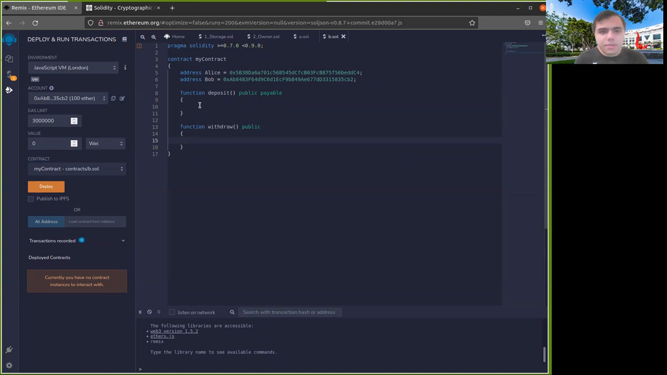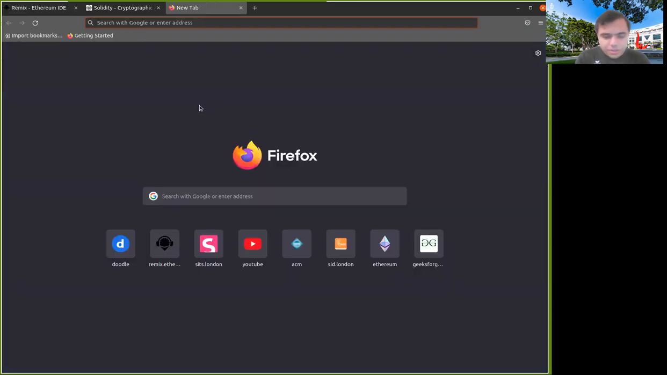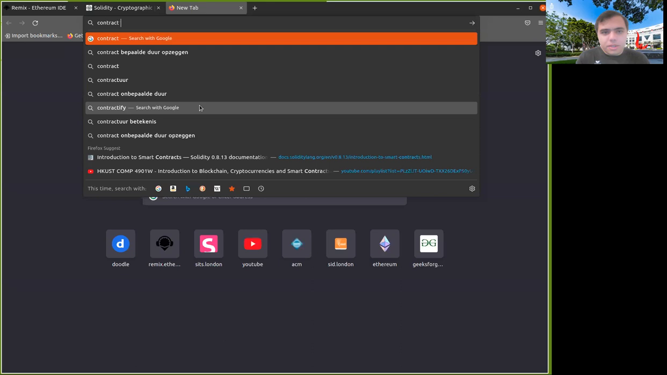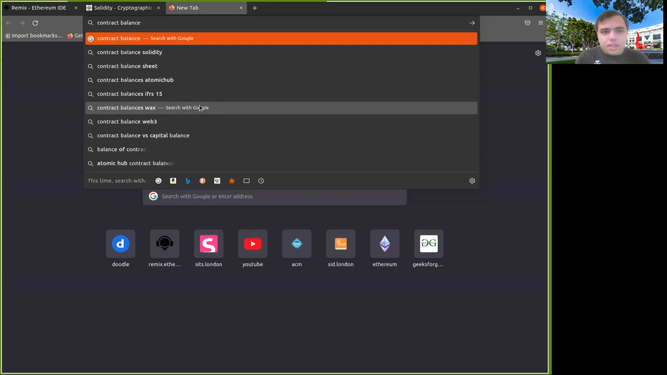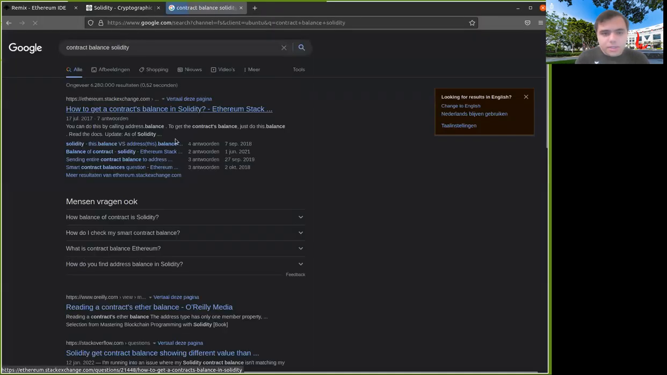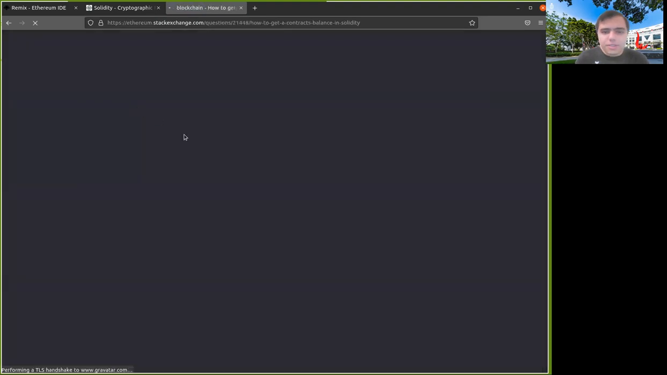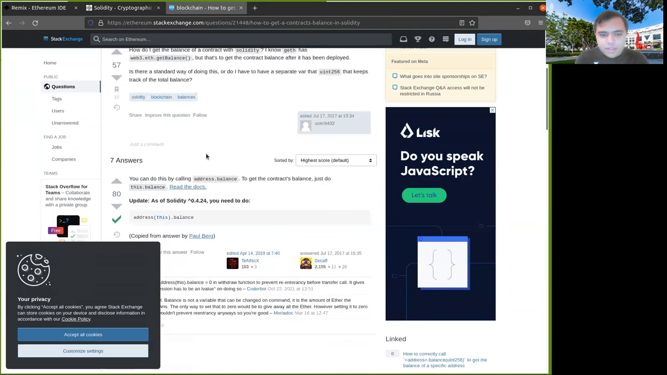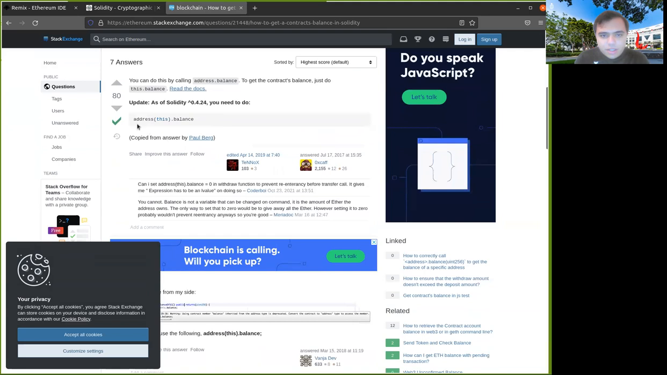But I don't know how to reference that. So generally, I will just Google this. So you can just Google how to get contract balance in Solidity. That's like the first thing that you find here. Okay. So you see that you can just say address this.balance.